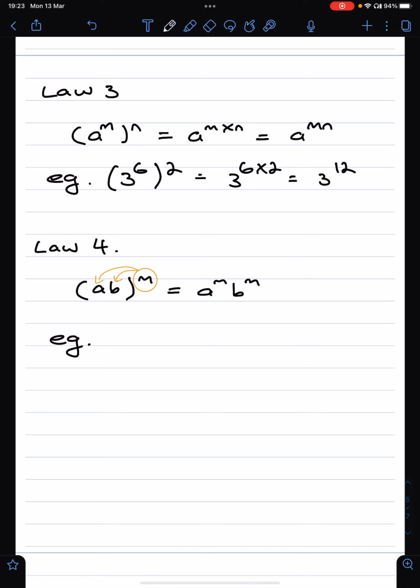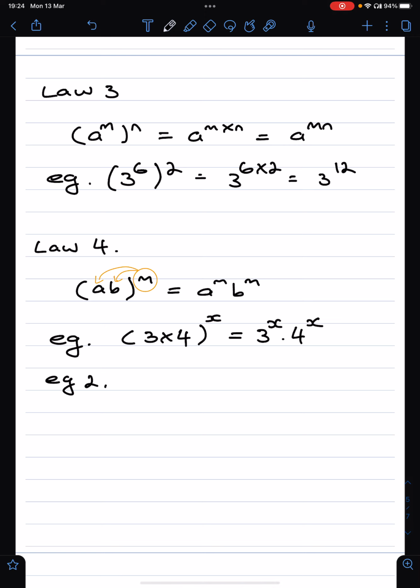Let's go through an example. If I have (3 times 4) in brackets, and I then raise this to the power of x, my solution will then become 3 to the power of x times 4 to the power of x. Let's go through one more example of this, because this law is quite important.